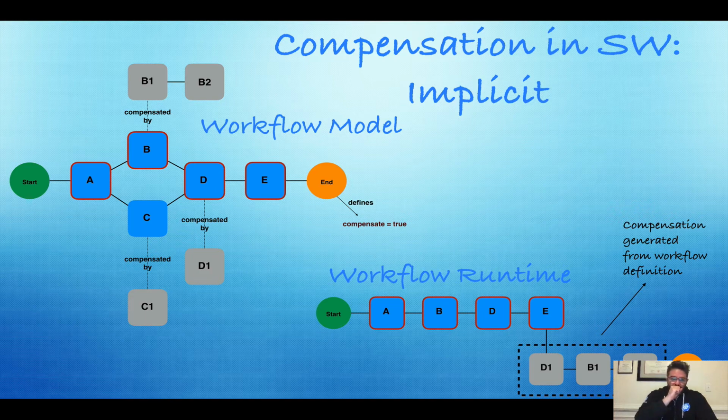If we look at the image in the top left corner, we see that we simply define for state B that it is compensated by states B1 and B2. And we see state D is compensated by D1, and state C is compensated by C1.